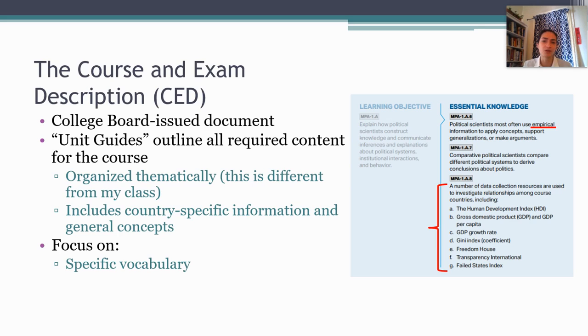You might want to highlight, you might want to print out the unit guides, whatever works for you, but this is going to be a really good guide to just the words that you need to define, which is a big part of this course.